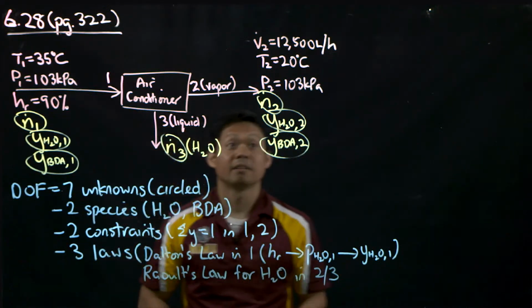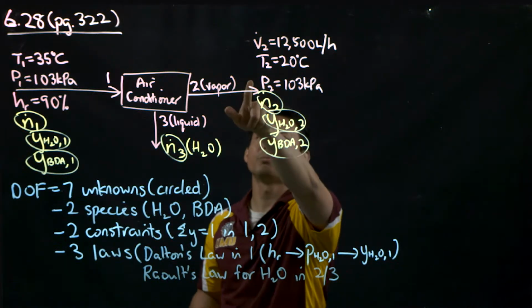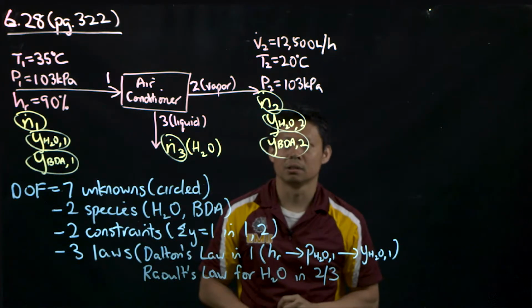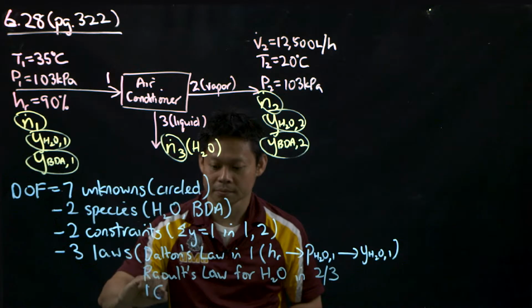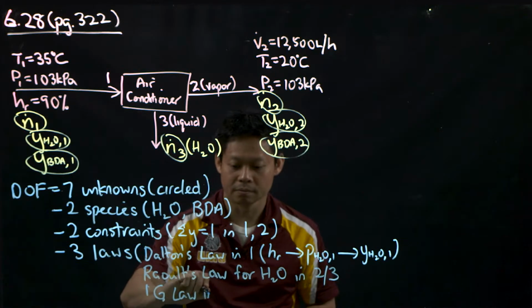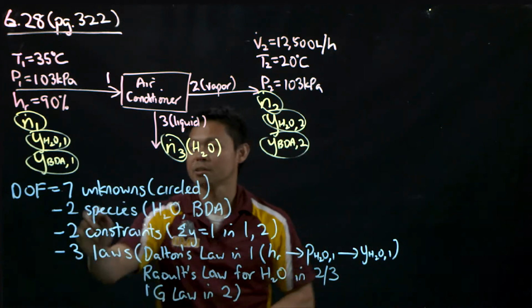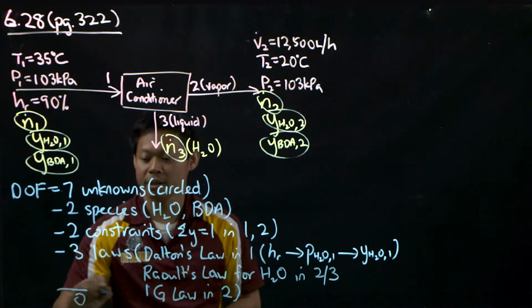And the last thing we have is our ideal gas law. We have the temperature, pressure, and the volumetric flow rate. So we can use our ideal gas law to figure out our molar flow rate. And with that, 7 minus 2 minus 2 minus 3, this is how we get our 0.